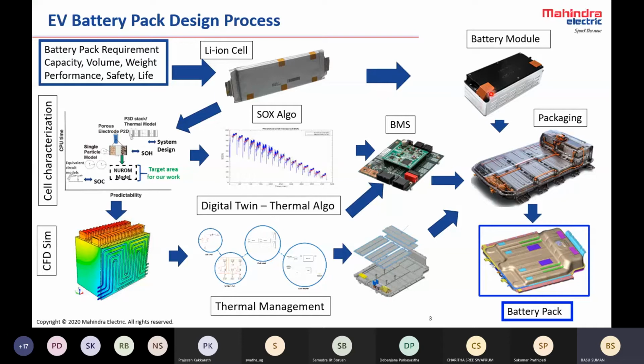Then it has to have all the voltages and temperatures measured. So there must be the sensor lines, and then there will be terminals for providing power. Now, once the battery module design is done, it goes into packaging. So packaging of the full battery pack.